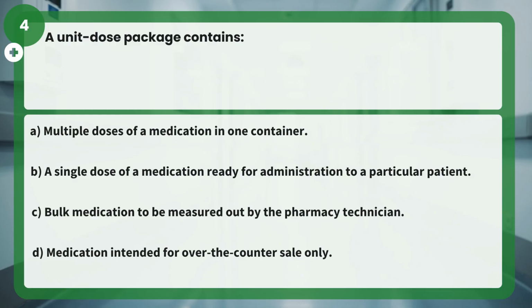Question 4. A unit dose package contains: A. Multiple doses of a medication in one container. B. A single dose of a medication ready for administration to a particular patient. C. Bulk medication to be measured out by the pharmacy technician. D. Medication intended for over-the-counter sale only.